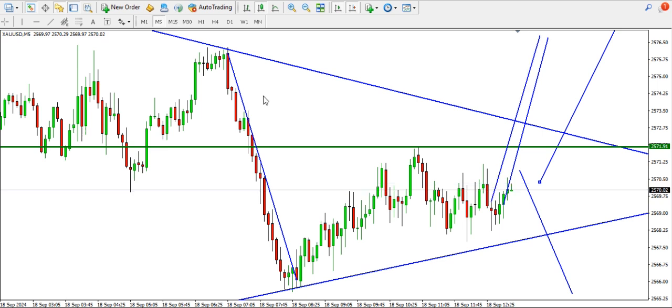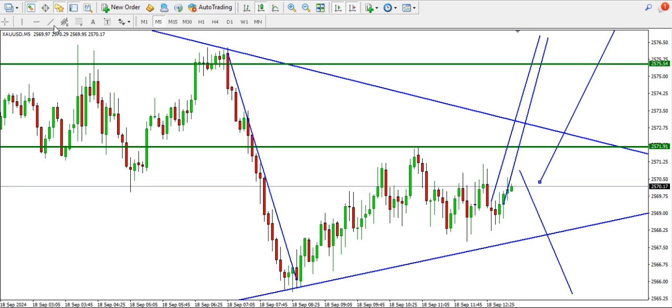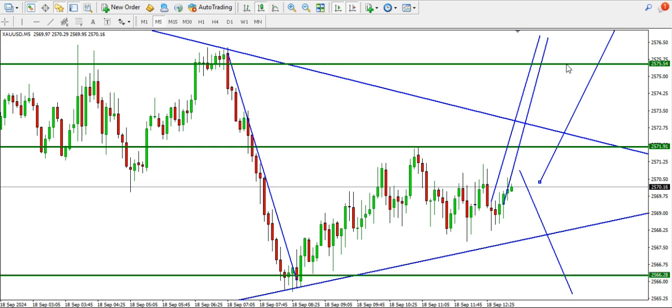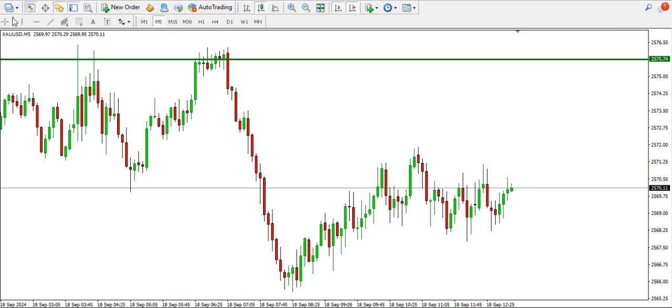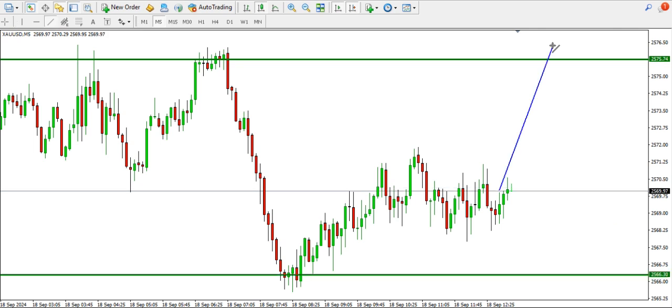But for now, we have this order block around here, 2575, and we have another order block here, 2566. So these are the possible range areas where we might want to wait for a strong breakout to tell us the direction price is going to go. If we have a breakout above 2575, the buyers are in control, and if we have a breakout below 2566, then the sellers are trying to turn the table around. But for now, price is ranging.